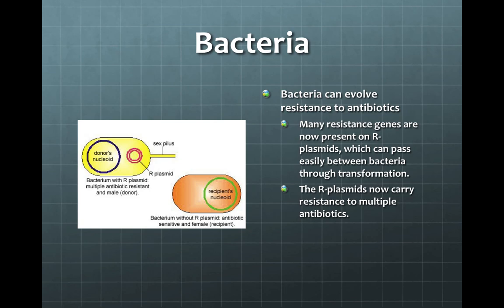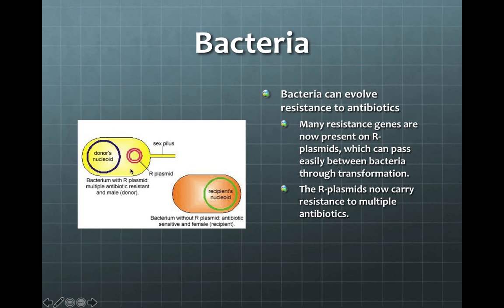Okay, bacteria can evolve resistance to antibiotics. Many resistance genes are now present on R plasmids, which can pass easily between bacteria through transformation. The R plasmids now carry resistance to multiple antibiotics. Here's what I want you to know.